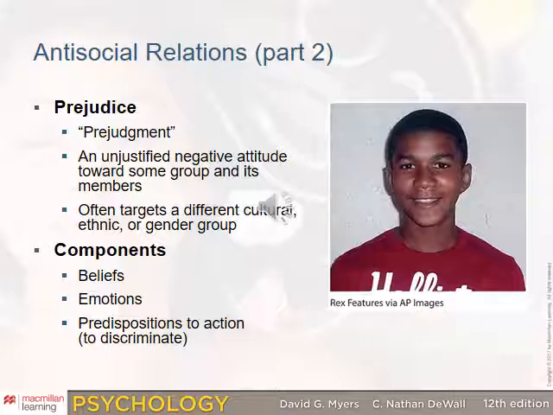This is a picture of Trayvon Martin. I'm sure you've all heard this story. He went to the store. He was walking in his own neighborhood with juice and candy and was killed by an officer because he looked suspicious because he was wearing a hoodie.